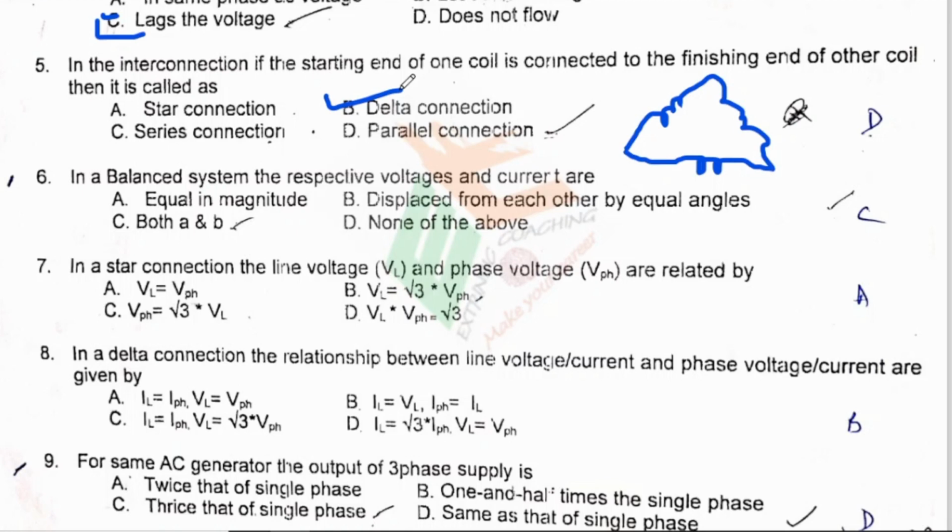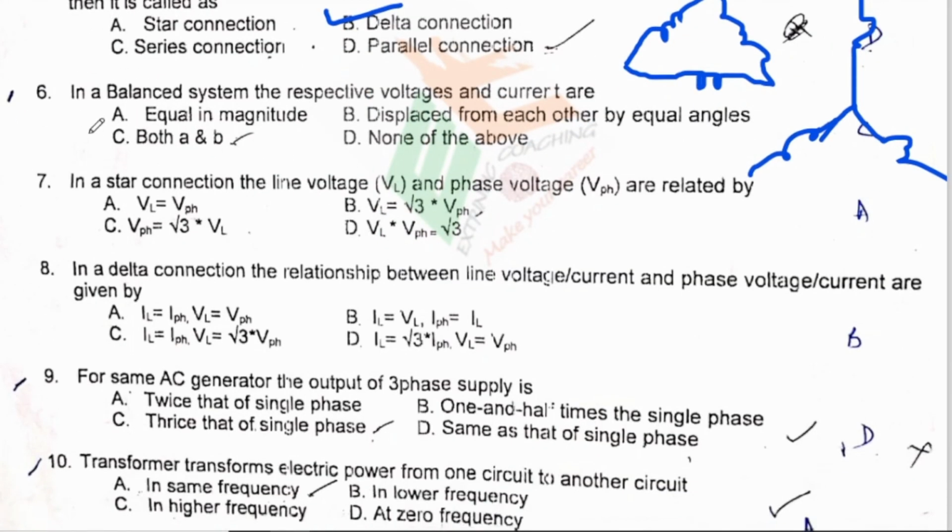In the delta connection, it is formed when the starting point of one coil is connected to the finishing point of the other. The star connection is formed when one end of all the coils is connected together. This is star, this is delta.